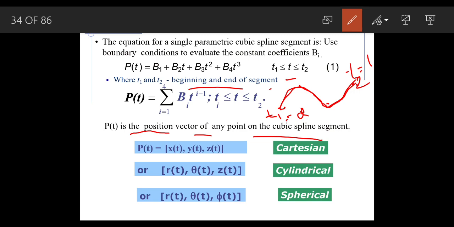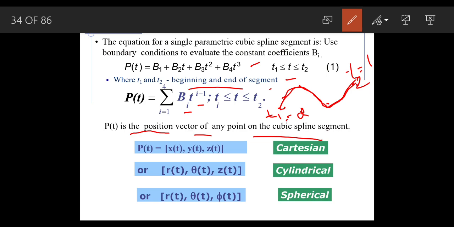P(t) is equal to the summation of b_i t^(i-1), where i ranges from 1 to 4, correct. So 4 control points are there: b1, b2, b3, b4. Why is it t raised to i minus 1? Because the degree is always 1 less than the number of control points. So here the 4 control points means degree is 3.